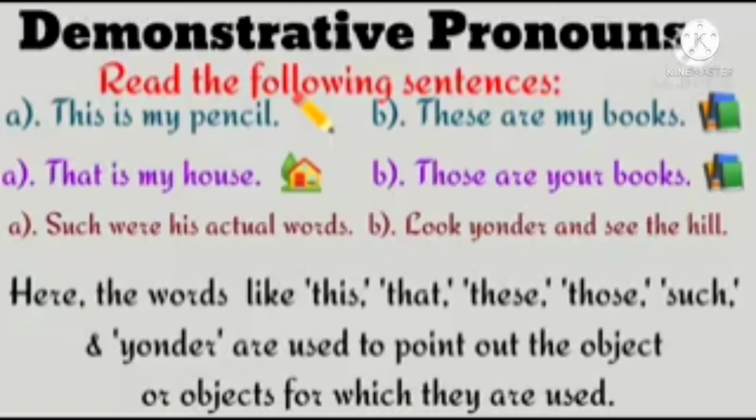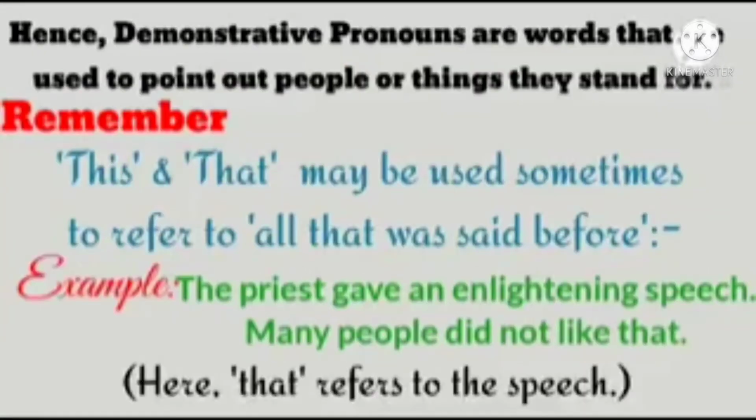As we have already learnt, the plural forms of this and that are these and those. Moreover, this and these refer to things which are near at hand, and that and those refer to things lying at a distance. Hence, demonstrative pronouns are words that are used to point out the people or things they stand for. But we have to remember, this and that may sometimes be used to refer to all that was said before.